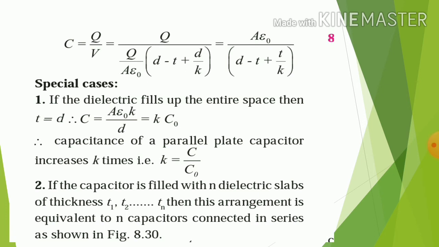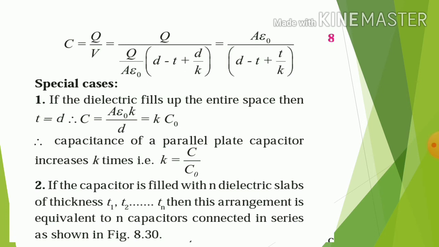Then we know the value of C equal to A epsilon 0 upon D. So simplifying this equation, we can write C equal to small k into C0.